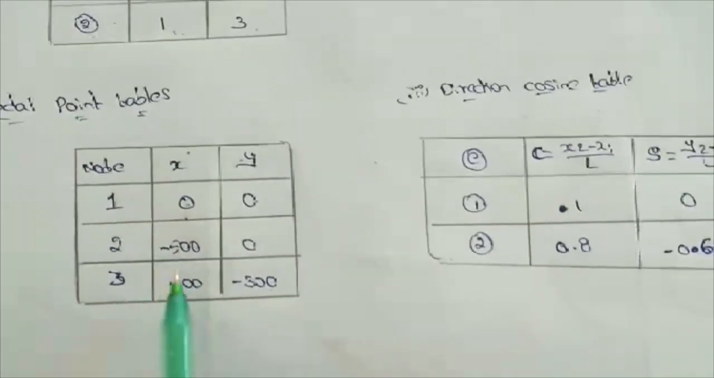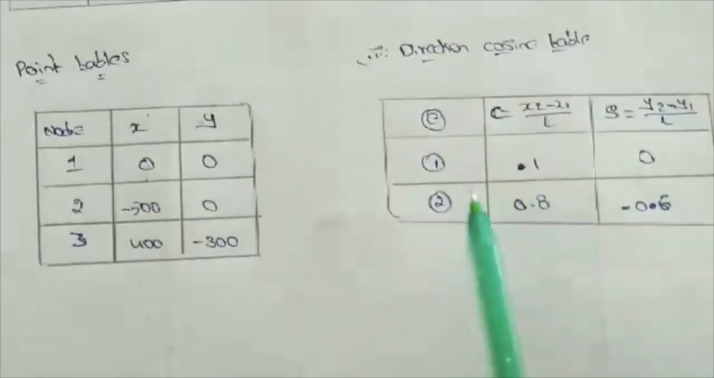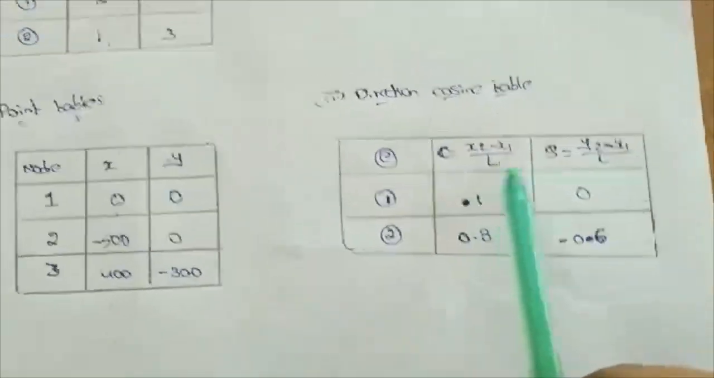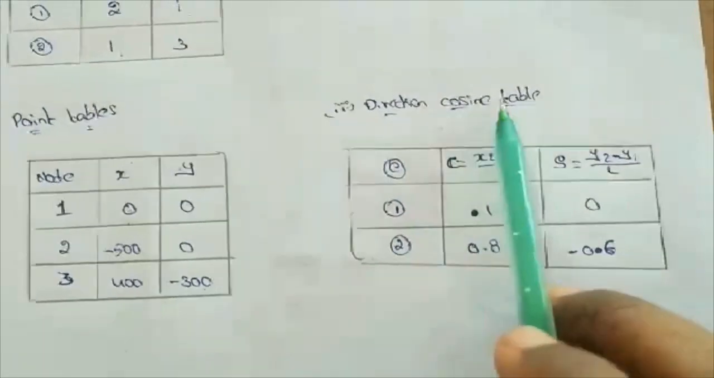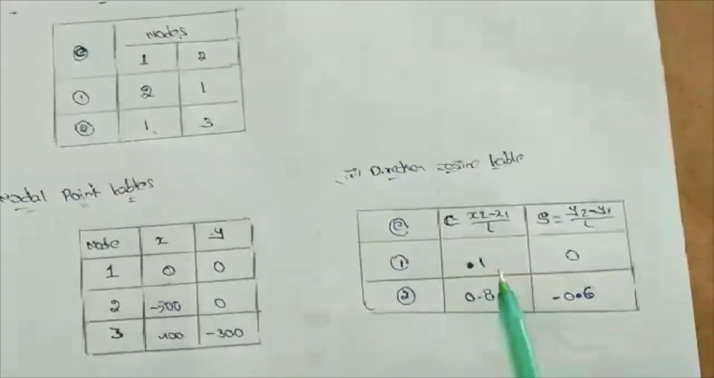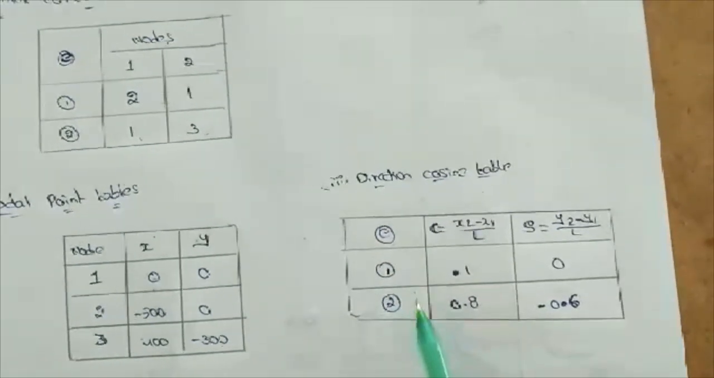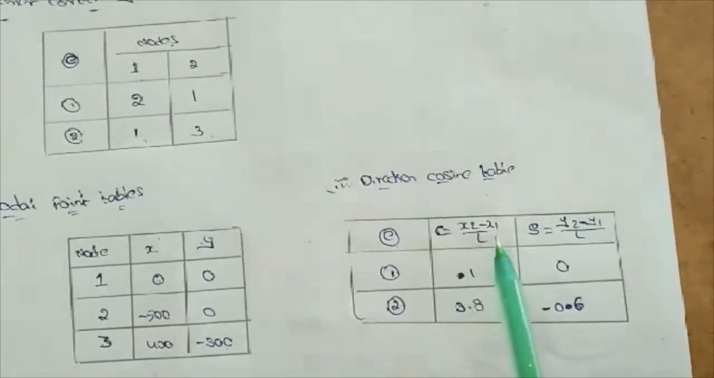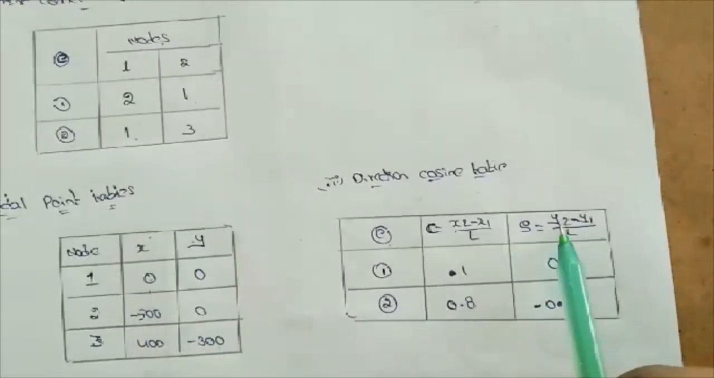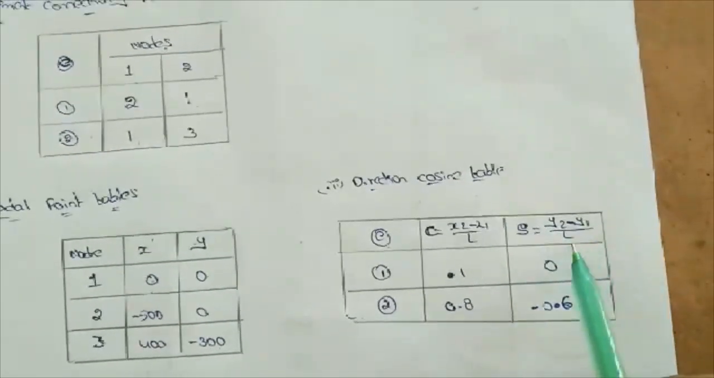Based on this table, you have to calculate the C value and S value. This is the direction cosine table. Here, C is (x2 minus x1) by L, and S is (y2 minus y1) by L. Here L means the length of the element.